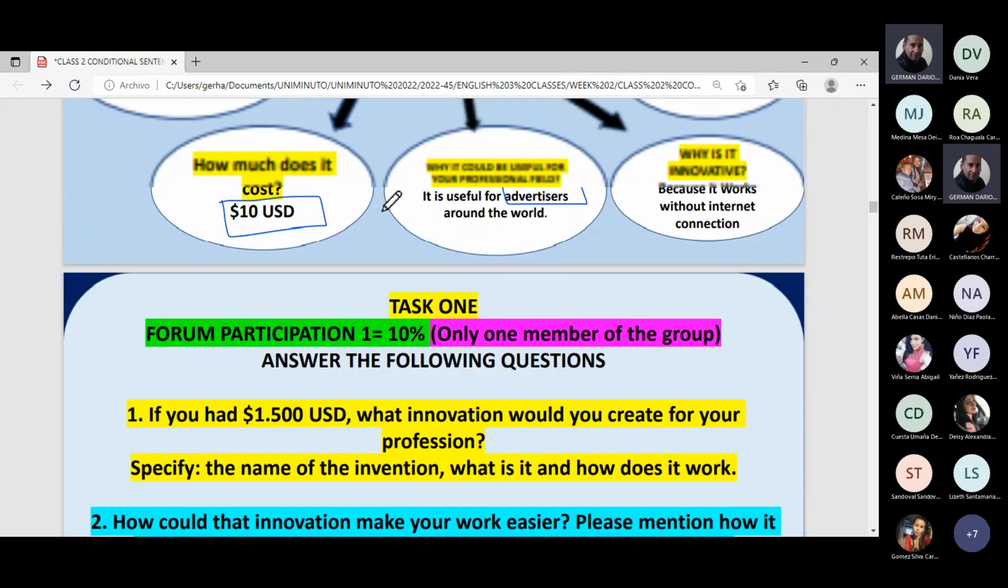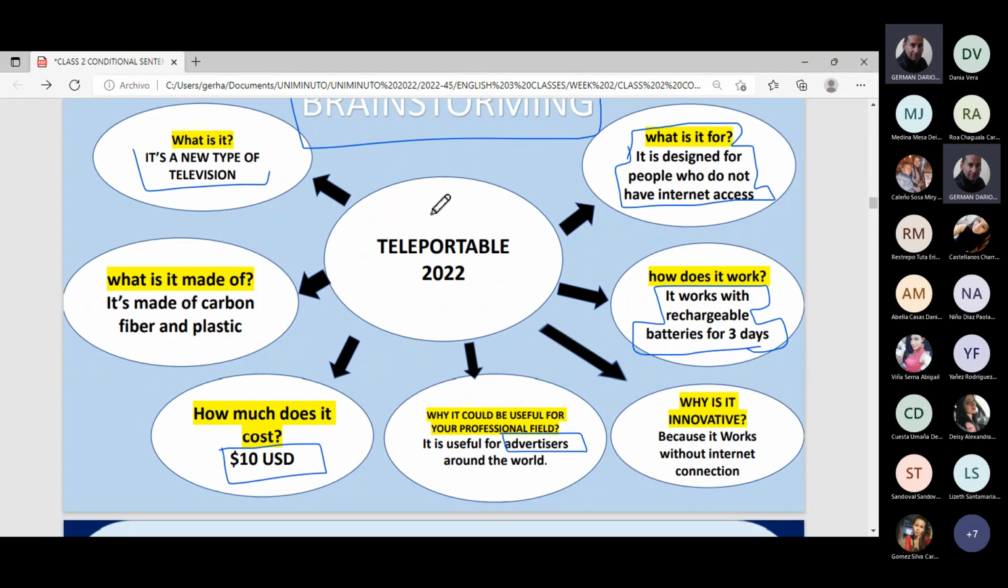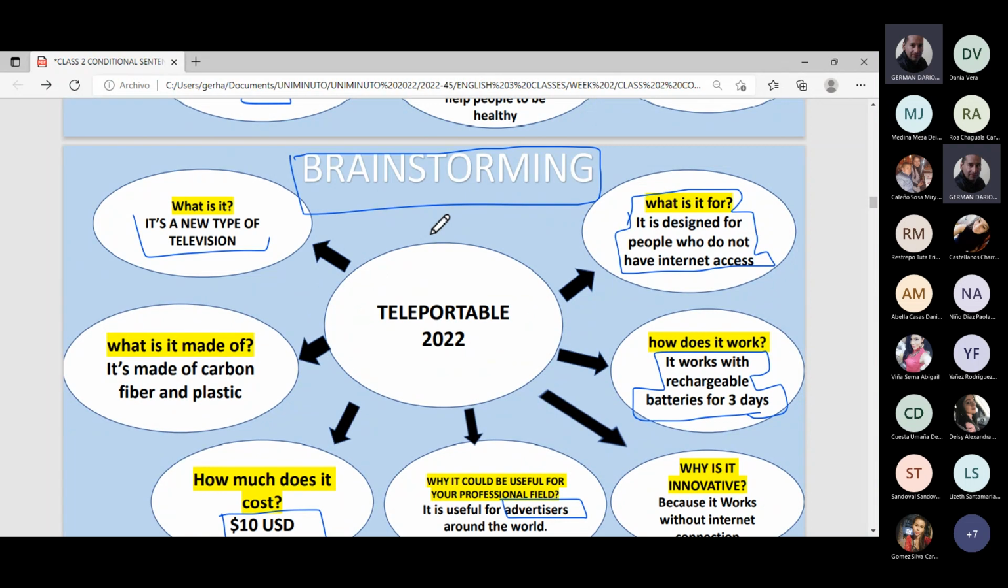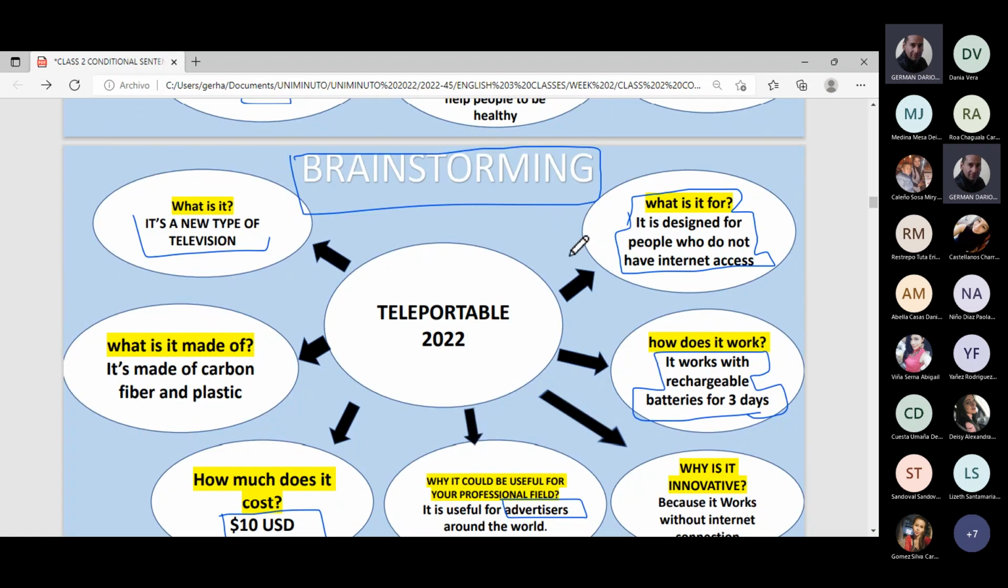Okay. What is the idea? Pay me attention. In forum number 1, you are going to send me your brainstorming. En su foro número 1, en un archivo adjunto, me van a enviar su lluvia de ideas de la idea que hicieron. ¿Listo? Respondiendo a estas preguntas: What is it? What is it made of? How much does it cost? Why could it be useful for your professional field? Why is it innovative? How does it work? And what is it for? ¿Listo? Entonces, this is the example. Entonces, ustedes van a pensar en su idea y la van a tratar de plasmar acá. Esto me lo envían en un archivo en el foro, ¿listo? Ya les muestro dónde está el foro.